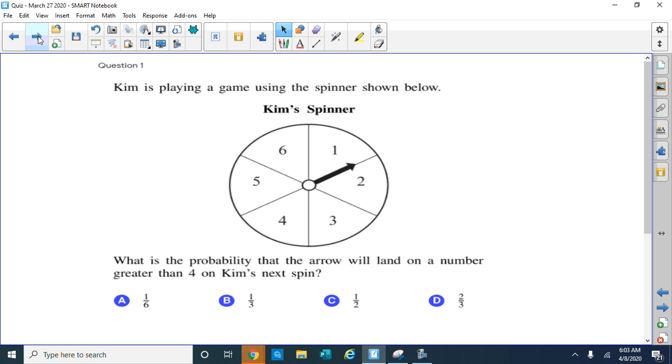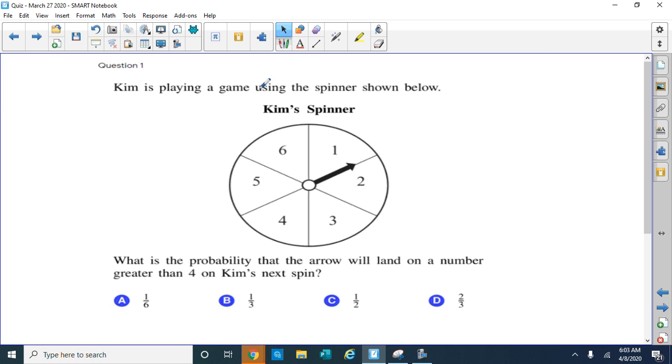All right, here's question number 1. Kim is playing a game using the spinner shown here below. 1, 2, 3, 4, 5, 6 are the numbers on Kim's spinner. What is the probability that the arrow will land on a number greater than 4 on Kim's next spin?